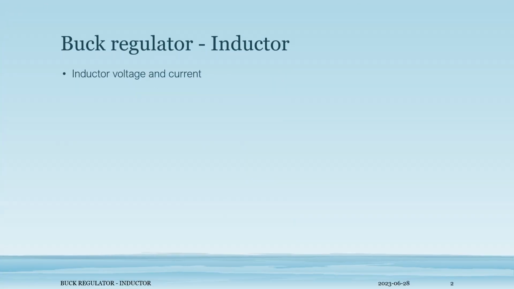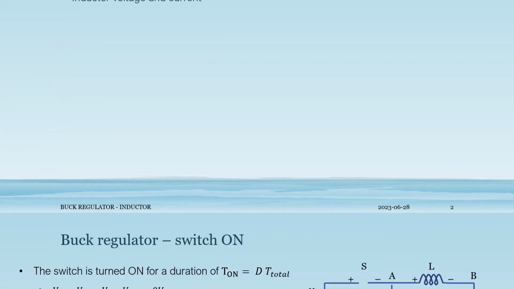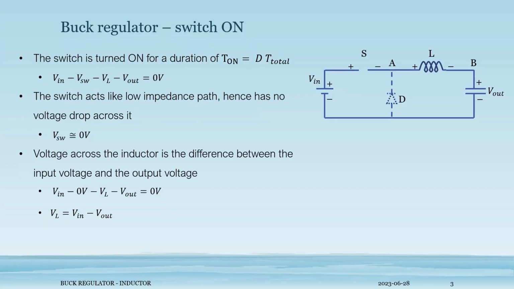In this video today, we will talk about the inductor voltage and current of a buck regulator in continuous conduction mode. Let us turn on the switch. If D is the duty cycle applied, then on time is given as D into T total.